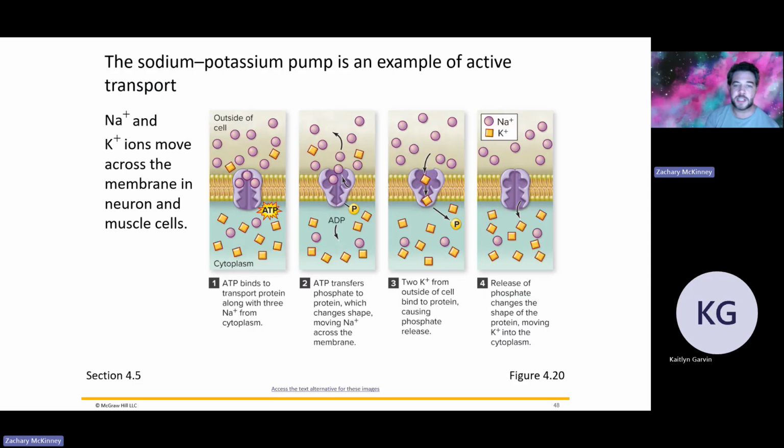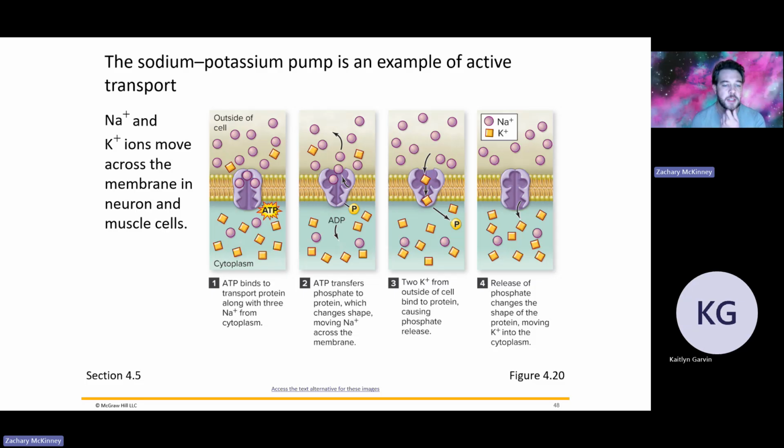An example of active transport is where you are moving things against their concentration gradient. Remember that the big characteristic of active transport, if you're trying to decide whether this is passive or active, is moving things against their concentration gradient. You don't need energy to move things down their gradient.